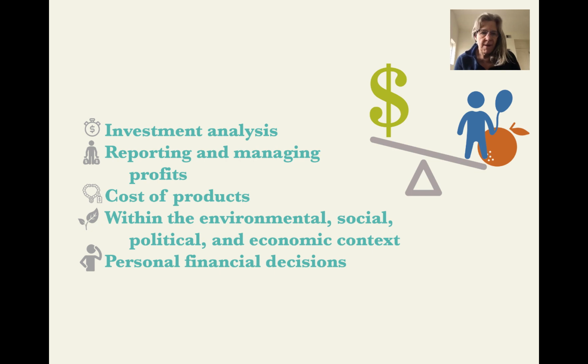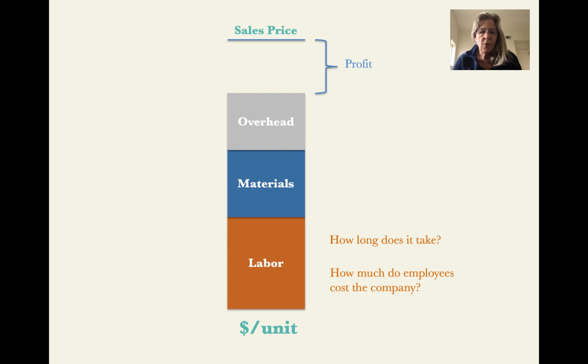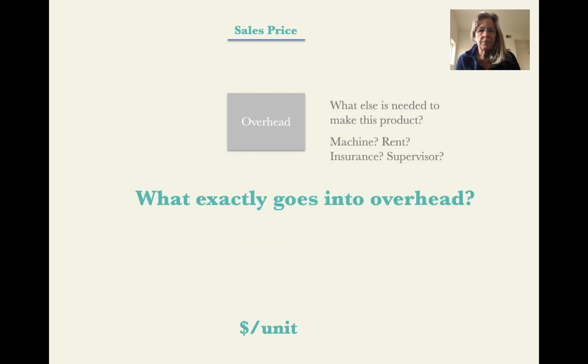When we look at the 5 areas that are covered in this class, this video falls into the category of cost of products. So when we've looked at this before, we've tried to convert all associated costs to make a product into a dollar per unit calculation. We've talked about labor and materials, and this video talks about overhead.